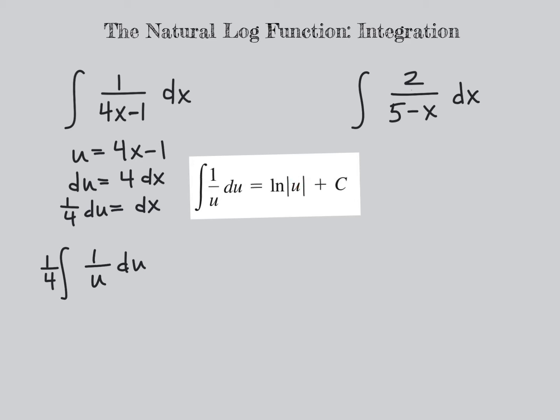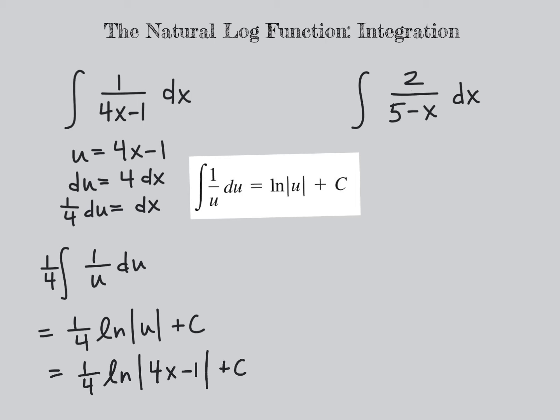So we're clearly going to get 1/4 still out front times the natural log of the absolute value of u plus c. Now our original problem was, of course, in terms of x, and this answer here is in terms of u, so we need to back substitute and go back to our original variable. I'm going to replace u with what we set it equal to, 4x minus 1. So our final answer is 1/4 the natural log of the absolute value of 4x minus 1 plus c.